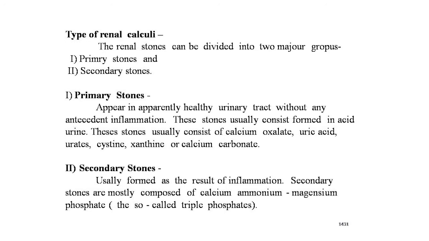Whereas the secondary stones are usually formed as the result of inflammation. The urine is usually alkaline, as urea-splitting organisms are most often the causative organisms. Secondary stones are mostly composed of calcium, ammonium, magnesium and phosphate. That's why they are called triple phosphate. Amorphous phosphates and ammonium urates may enter into the composition of the secondary stones. Majority of the secondary stones are phosphate stones.